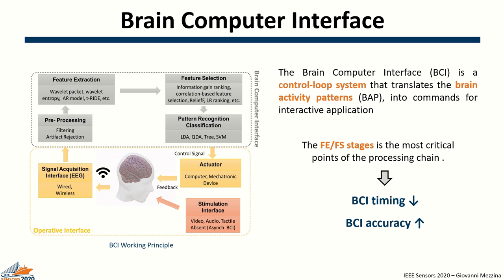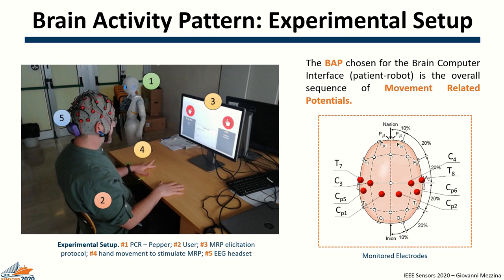So in this work, we studied this stage, introducing a novel methodology to reach good performance in two-choice synchronous BCIs. For the proposed BCI, we chose to monitor as brain activity patterns some cortical traces related to voluntary movement planning. These are clinically known as movement-related potentials, or MRPs. To emphasize them, we designed a clinical-based protocol in which the user is asked to slightly move the finger of the desired side, right or left, in order to elicit the MRPs, as shown near the label here.